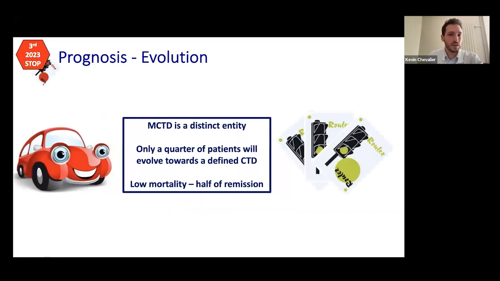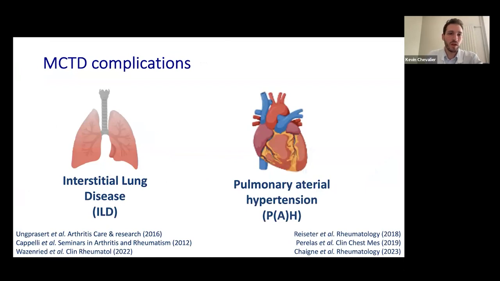So, MCTD is a distinct entity defining a homogeneous group of patients, of whom only a quarter will evolve toward a defined connective tissue disease. These patients had a low mortality, and nearly half of them were in remission at the last follow-up. Next slide, please. But two major complications impact patient survival. It is the presence of interstitial lung disease and pulmonary hypertension or pulmonary arterial hypertension.